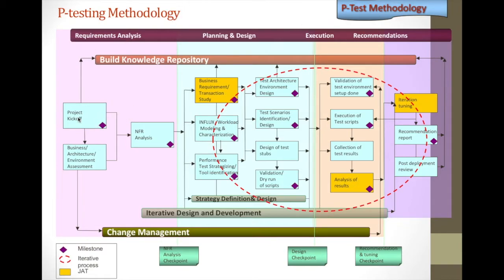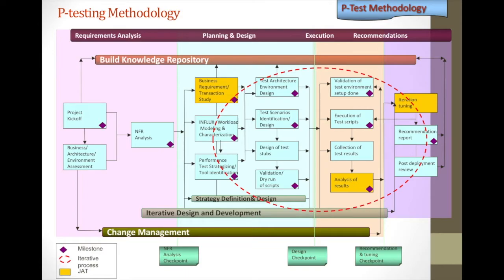You can see, we kick off the project, then we gather the architecture and environment assessment, then we do NFR analysis. NFR means non-functional requirement analysis. Then after that we create business requirements and actions, we do workload modeling, performance testing strategizing and tool identification. Once this part is done, we go to the architecture level where we study the architecture of the system. Then we create test scenarios based on our studies and findings. Then we design test stubs. Basically test stubs are small tests which are a part of performance testing.